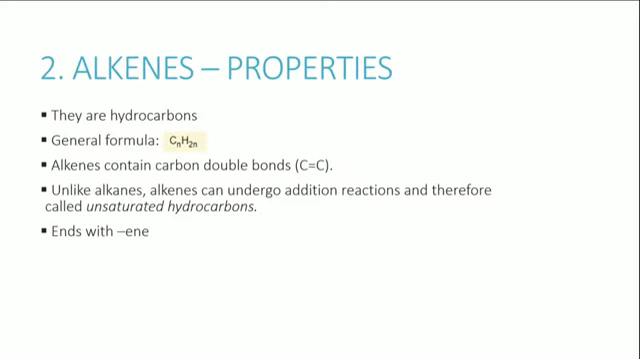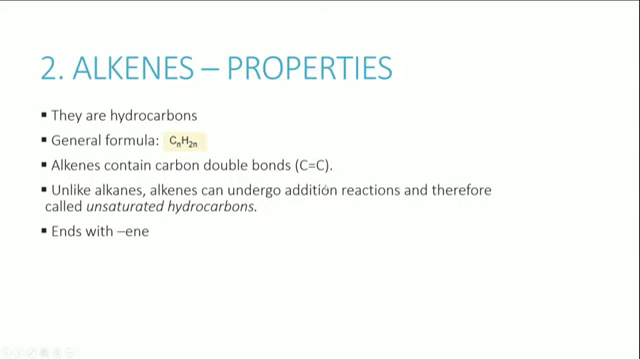Of course, the differentiating factor is that alkanes only contain single bonds, and alkenes actually have the functional group carbon-carbon double bond. Therefore it has a general formula of CnH2n. It simply has 2 times more hydrogens than carbons all the time. And because they have these carbon-carbon double bonds, they can undergo addition reactions.